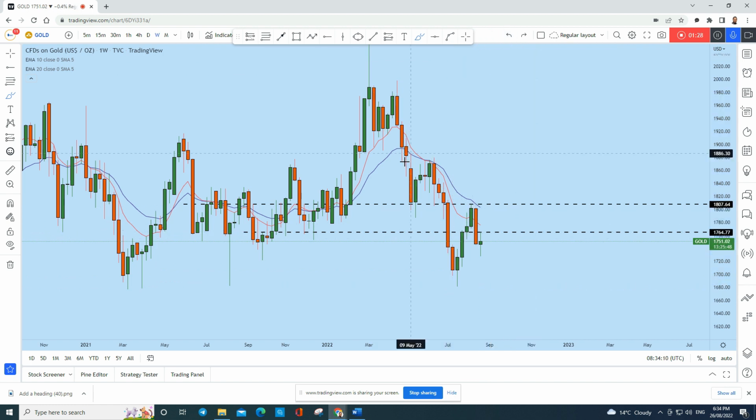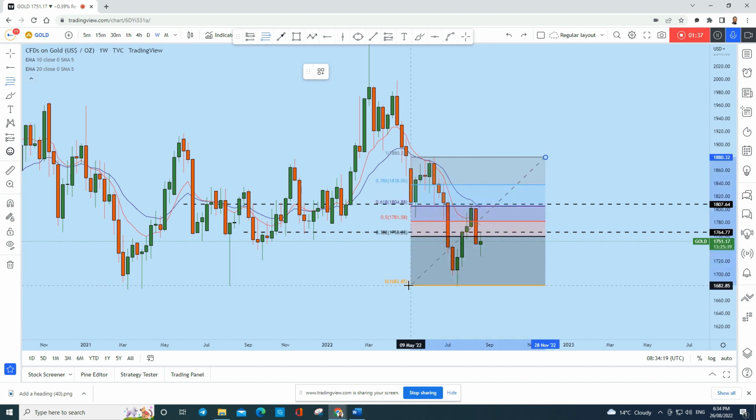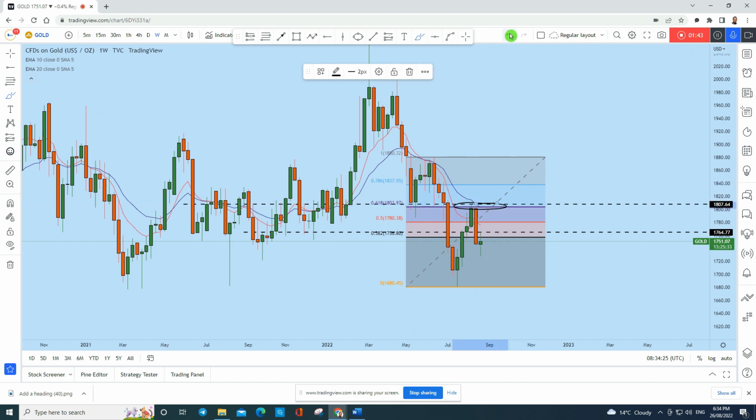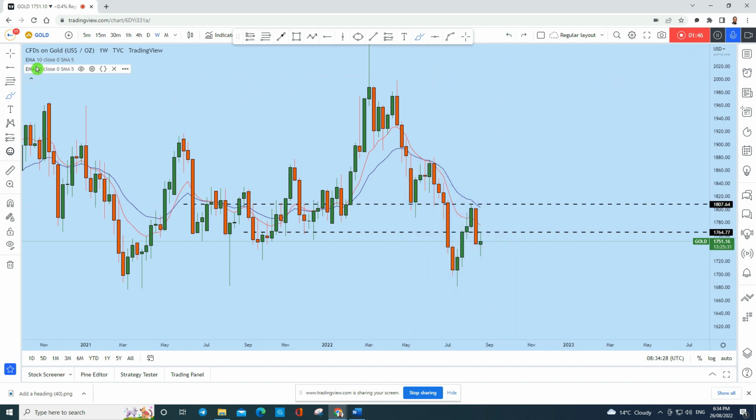Now we see that in all this movement the price has basically an impulse on the weekly followed by this correction. So if we take our Fibonacci from the high to the low, we see that gold has retraced exactly to the 61.8% Fibonacci level, which is considered the golden ratio.